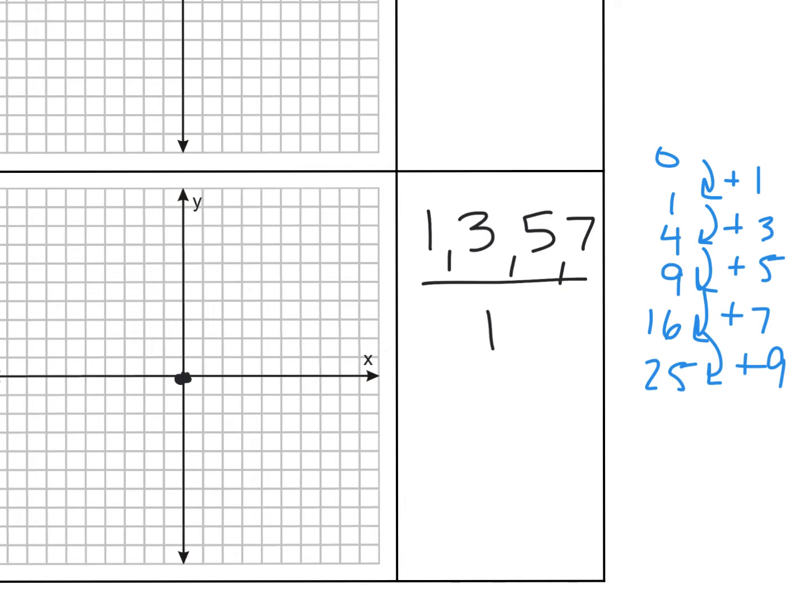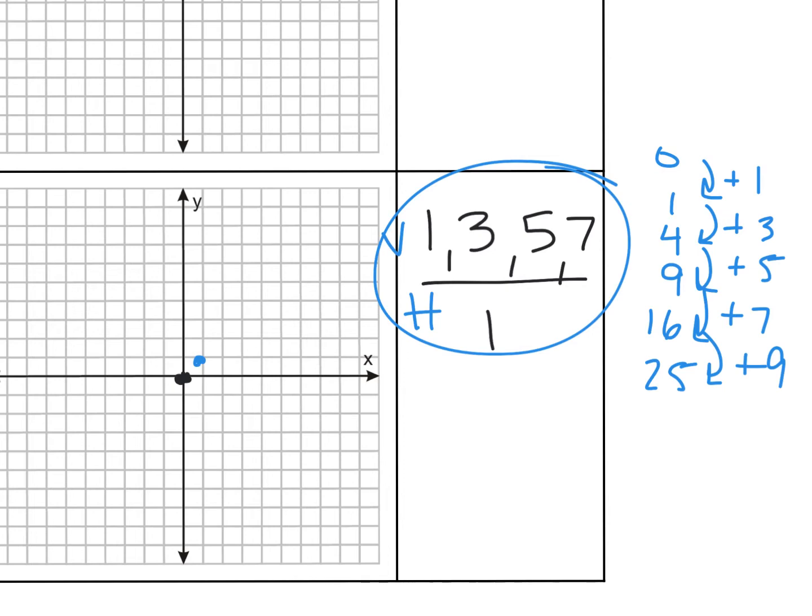So I didn't just make that up, and it's not just random. It actually comes from somewhere. You just need to know that the pattern is 1, 3, 5, 7 over 1. Remember that this is vertical over horizontal change. So from my origin, I'm going to go vertically 1 and horizontally 1. That will make my first point.